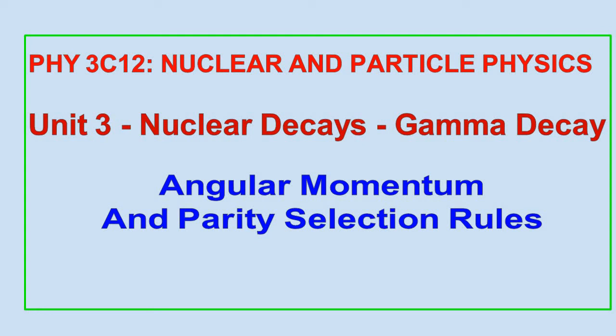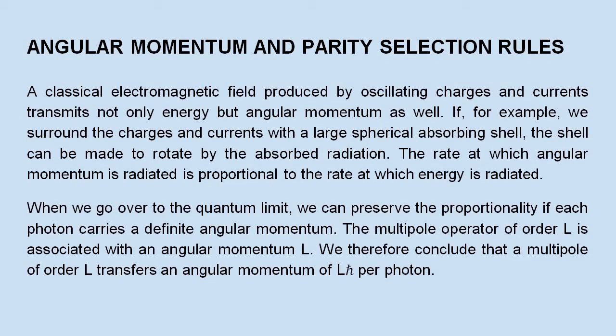In gamma decay, the next topic is angular momentum and parity selection rules. A classical electromagnetic field produced by oscillating charges and currents transmits not only energy but angular momentum as well. And this is an older concept according to our classical electromagnetic theory.